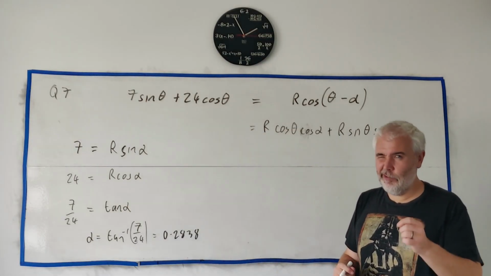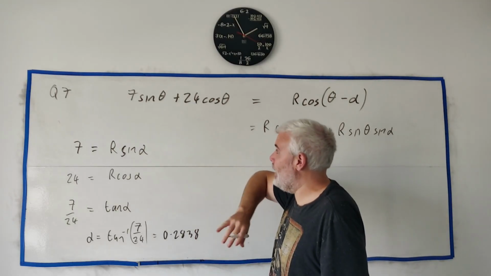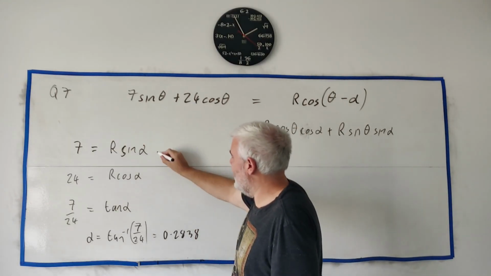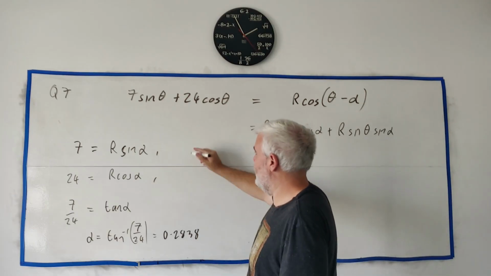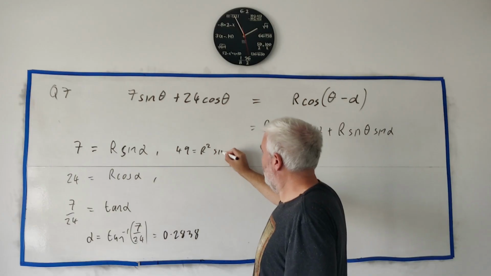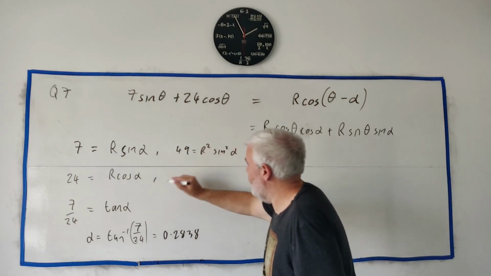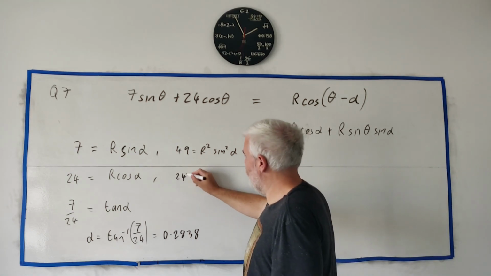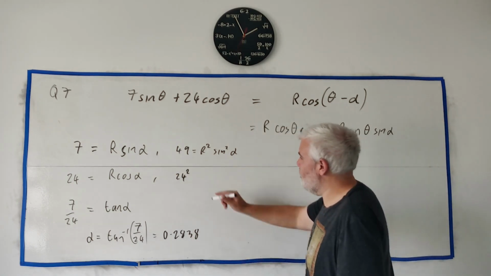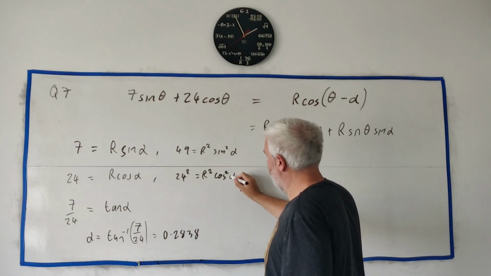If you haven't, it'll give you something very close to r. But let me show you the main way. If instead of these two equations, I square both of these, I get 49 equals r squared sine squared alpha. I haven't changed anything. Square both of these, I get, I don't know what 24 squared is, I'll just leave it as 24 squared, equals r squared cosine squared alpha.